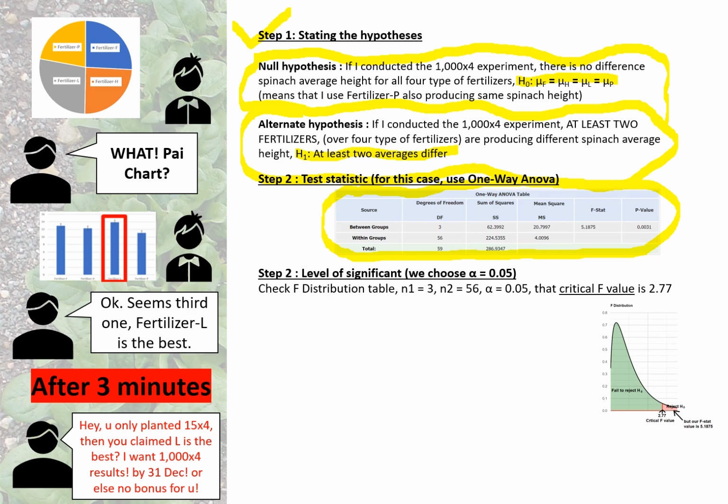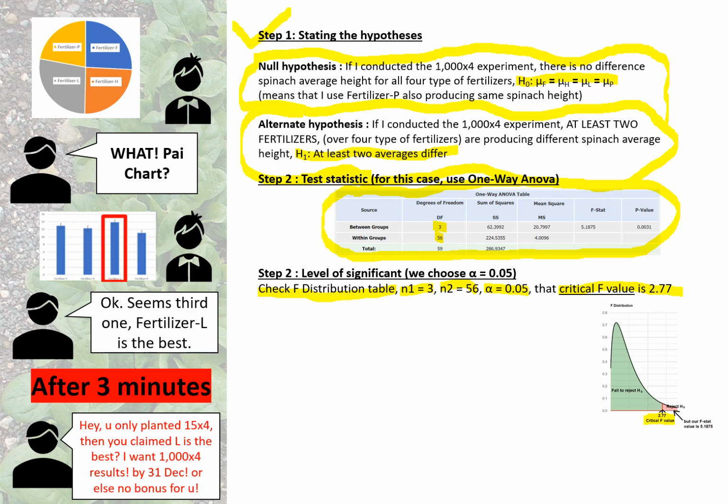So we're going to check the F distribution table. This is a big table, and then we're going to search for when the N1, this one, is 3, N2 is 56, and our level of significance is 0.05. What would be the critical F value? When we check the table, the critical F value is 2.77. Where is 2.77? It's here, 2.77.